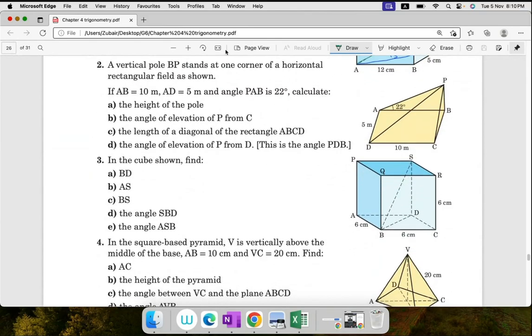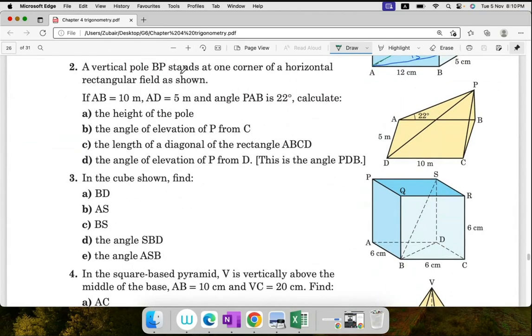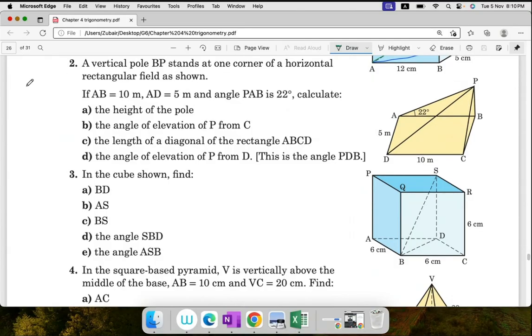Question number 2. A vertical pole BP stands at one corner of the horizontal rectangular field as shown. Whenever this word is used, vertical or horizontal, we may know that they are perpendicular to each other. So BPA is 90, PBC is 90, and PBD is 90.